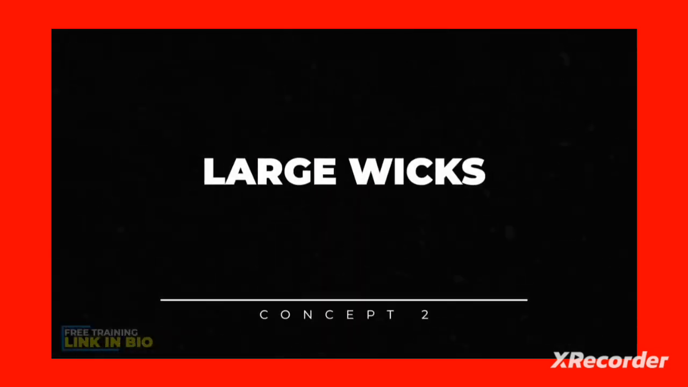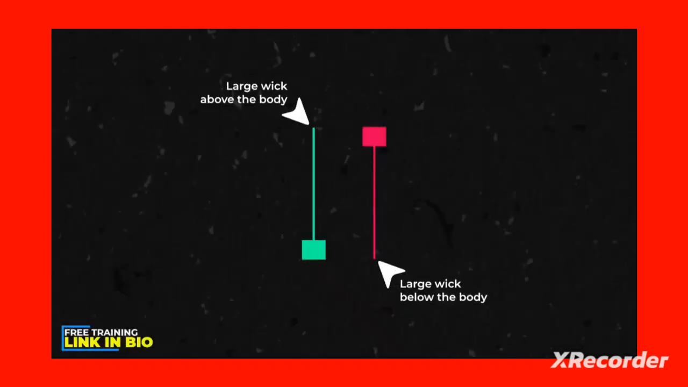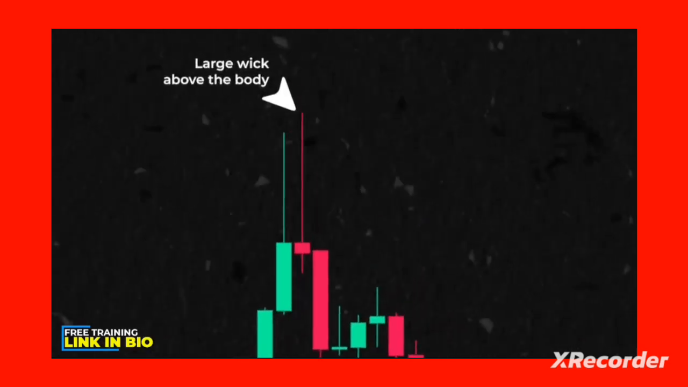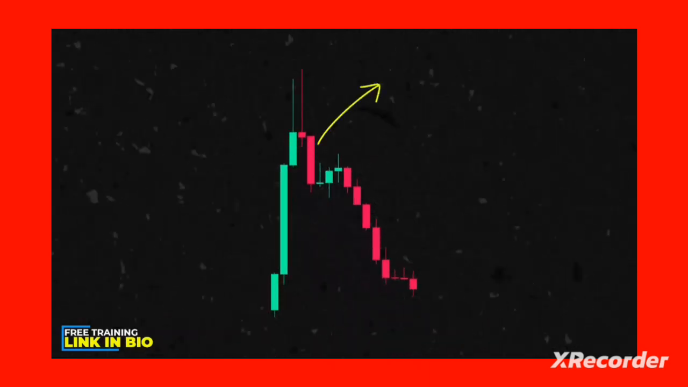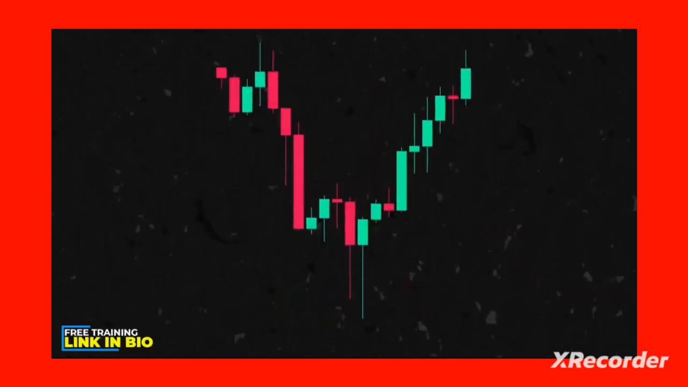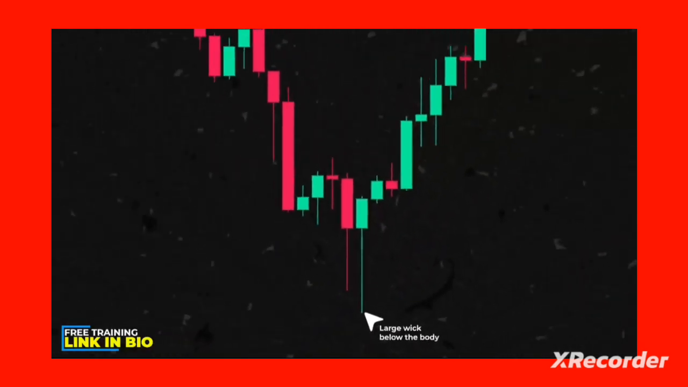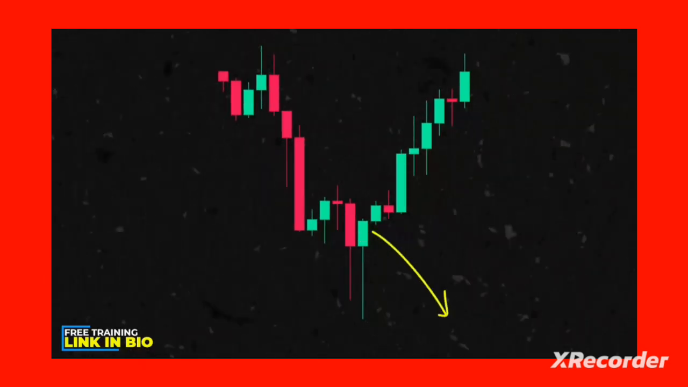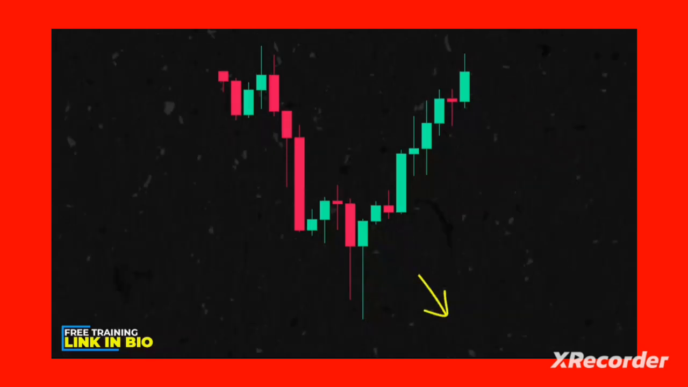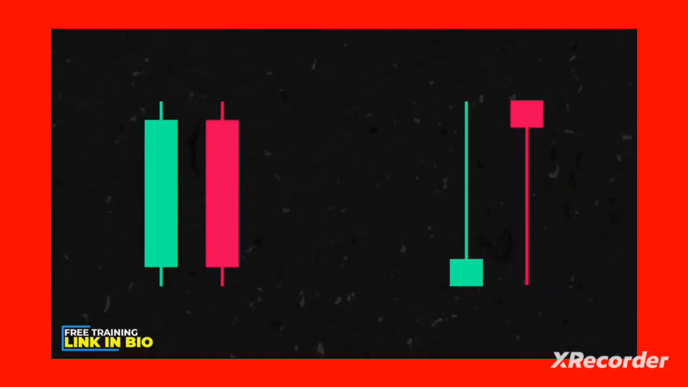Concept 2: large wicks. Whenever we spot a large wick above or below the body, it gives us a strong clue about the price action. If we spot a large wick above the body, it shows us that the sellers are strongly selling on these levels. For the price to move higher, the buyers will need a lot of effort. Similarly, if we spot a large wick below the body, it shows us that the buyers are strongly buying at these lower levels. If the sellers want to move the price lower, they must overcome these buyers. So the concepts of body and wicks are essential moving forward. Keep them in mind as we begin to understand some basic candlestick patterns.